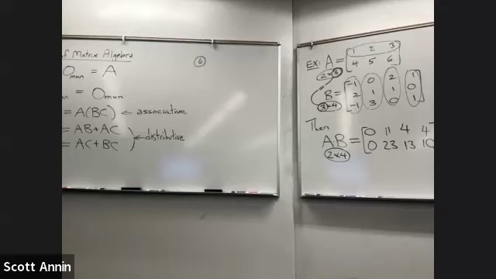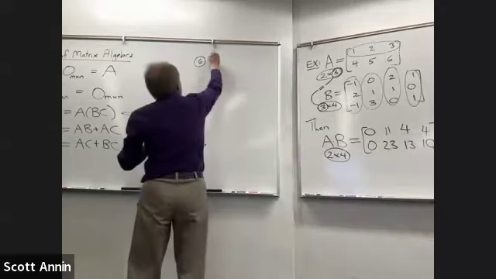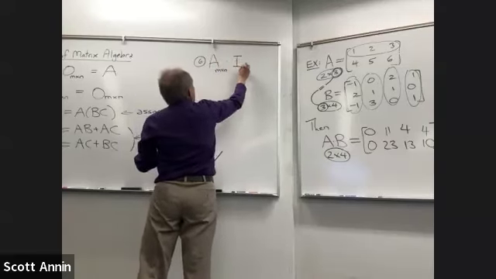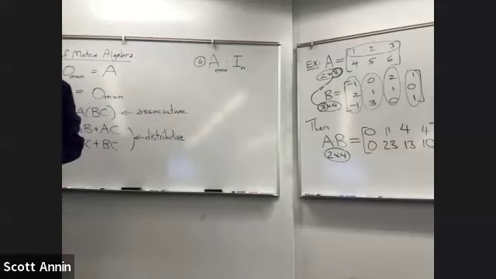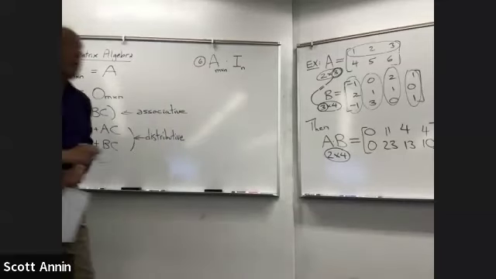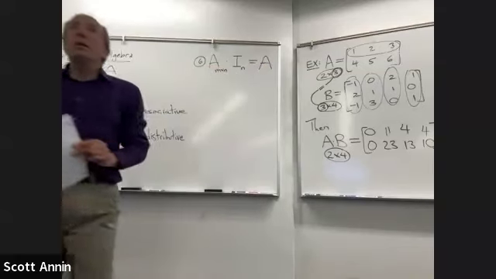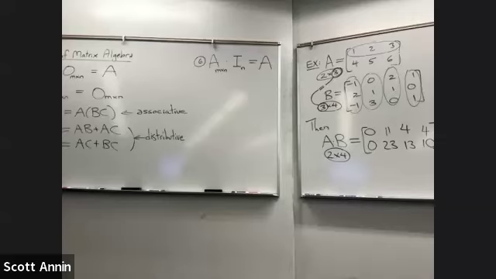So if I take any matrix, let's write this down, if I take any M by N matrix A, and I multiply it by the identity matrix, I just get A back again. It's like if I multiply a number by 1, it doesn't change that number.